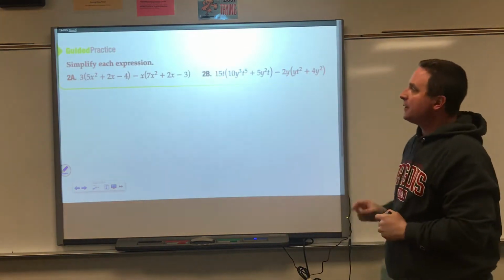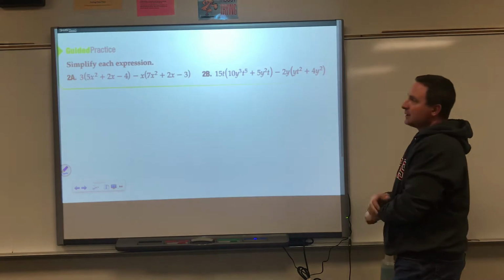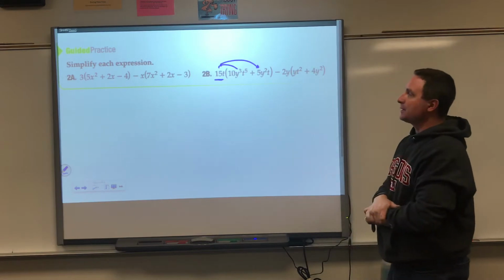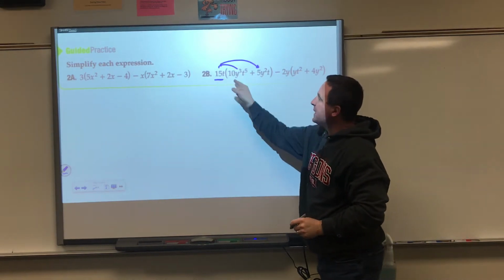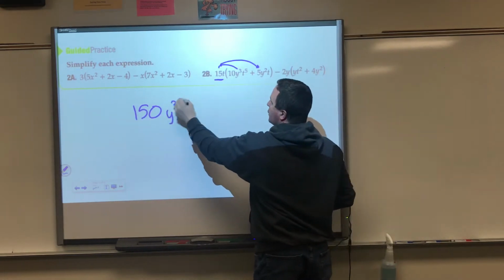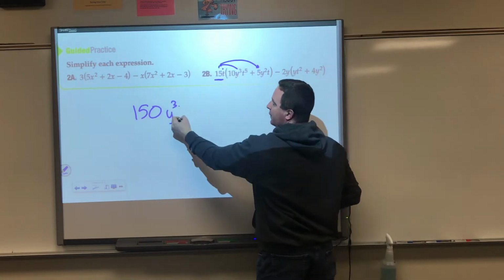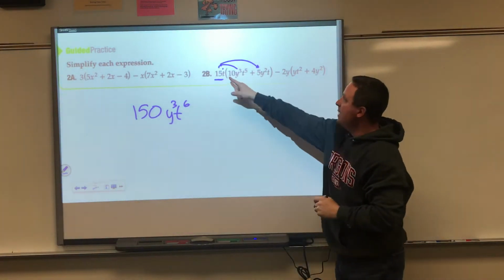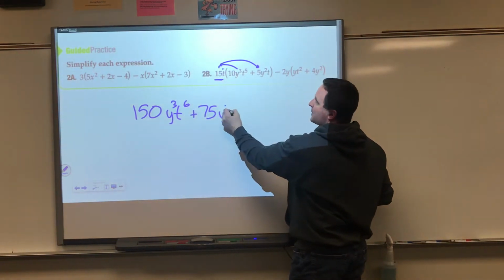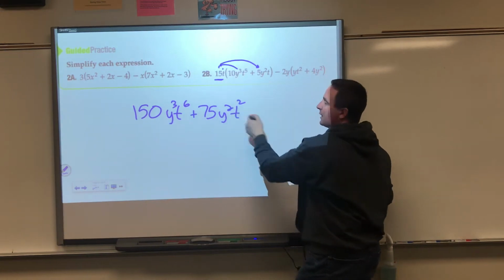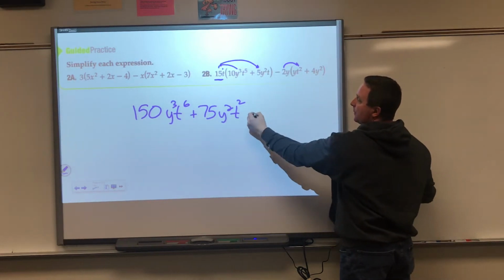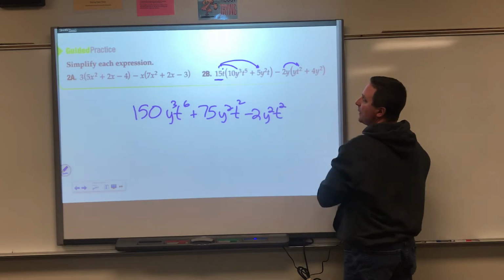Let's try this one on the right here together. It looks a little bit bigger and fancier. Let's give this a whirl. I'm going to take the 15 and distribute it through to my first set of parentheses. If I multiply the big numbers, 15 times 10 is 150. It looks like I have y cubed, and then t to the 1st and t to the 5th gives me t to the 6th. Then 15 times 5 is positive 75. It has y squared, t squared. 1 and 1 gives me 2 t's. Here again I have a negative 2 back here, so I'm going to get negative 2y squared, t squared.